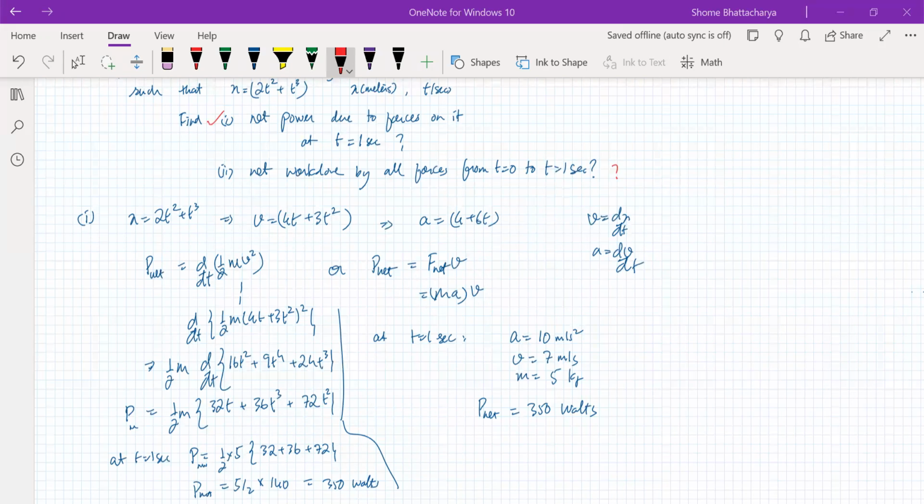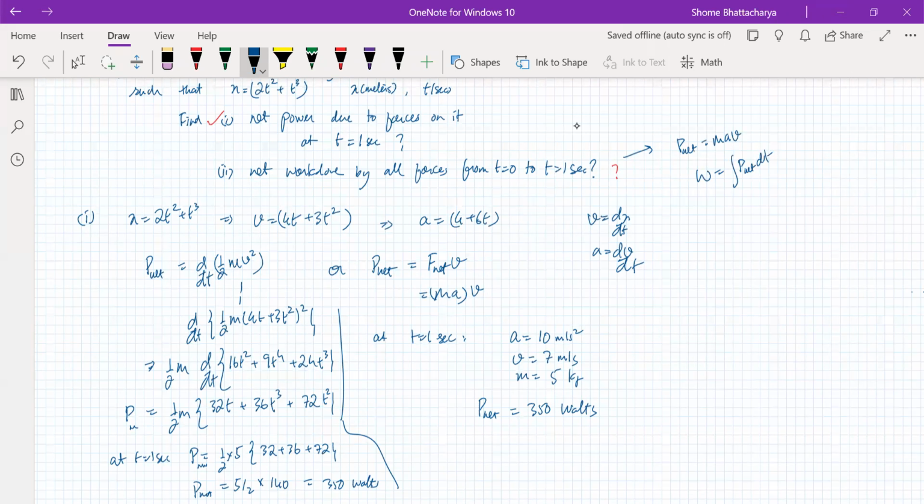Ethan, have you worked this part out? So the net work that I'm still doing, sir. But sir, I don't know if this is a long method or not. Sir, I was thinking integration of power, the net power, with respect to time, because we know that net power is mass into acceleration into velocity. So we can express this as a function of time, and then work done we can calculate as integration of power with time.